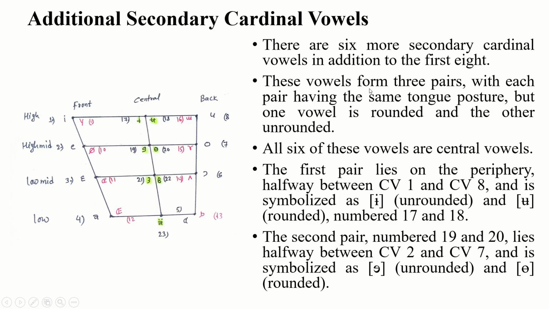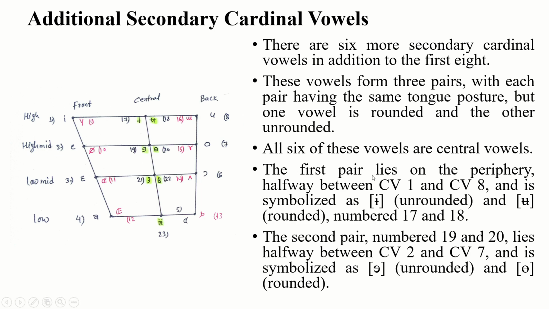And these vowels form three pairs, with each pair having the same tongue posture, but one vowel is rounded and the other is unrounded. Okay, the 17, 18, 19, 20, 21, 22. These are additional secondary vowels, and all six of these vowels are central vowels. They belong to the central position of the tongue. They are produced from the center part of the tongue. That's why they are central.